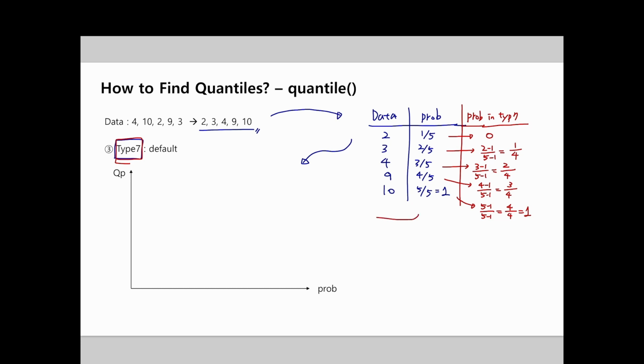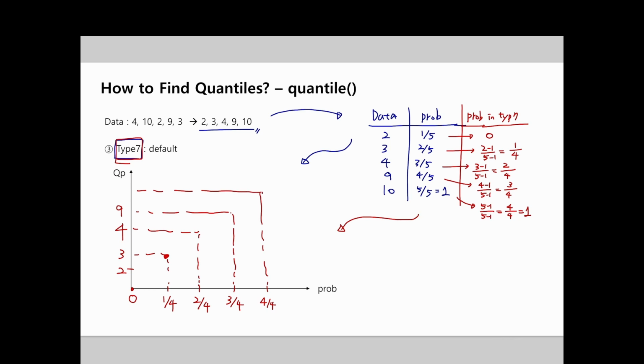And draw it like this. 0, that is the minimum, equal 2. And 1 divided by 4 equal 3. And 2 divided by 4, that is the quantile is 4. 3 divided by 4, the corresponding quantile value is 9. And 4 divided by 4, that is the maximum value, is 10. Okay, so we have 5 points, and we connect them with lines.